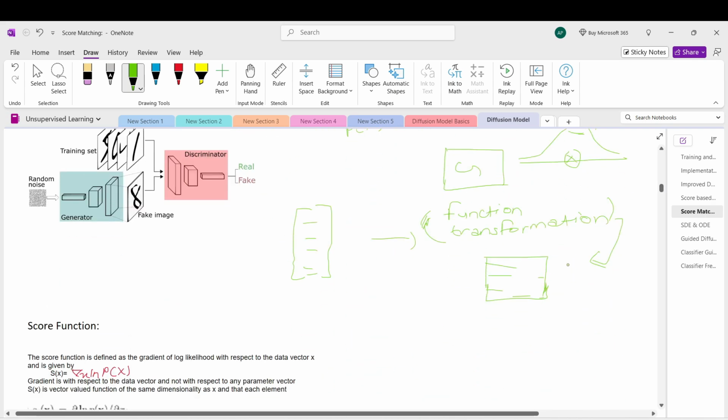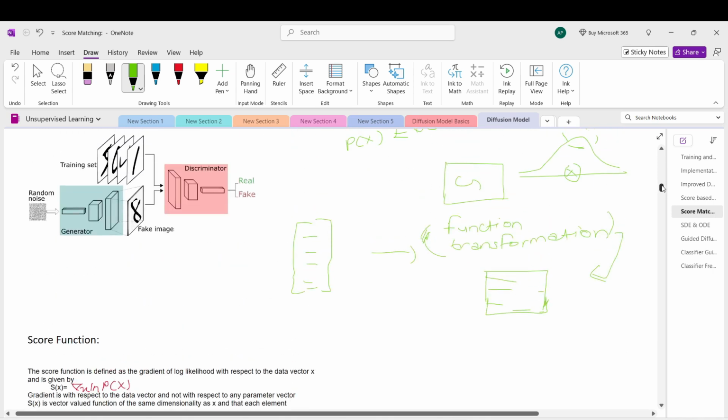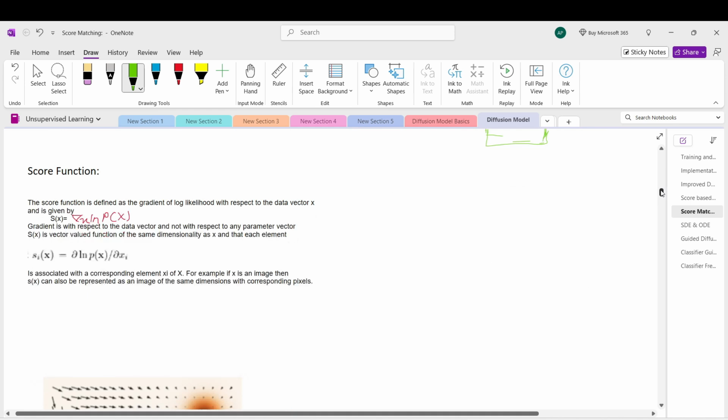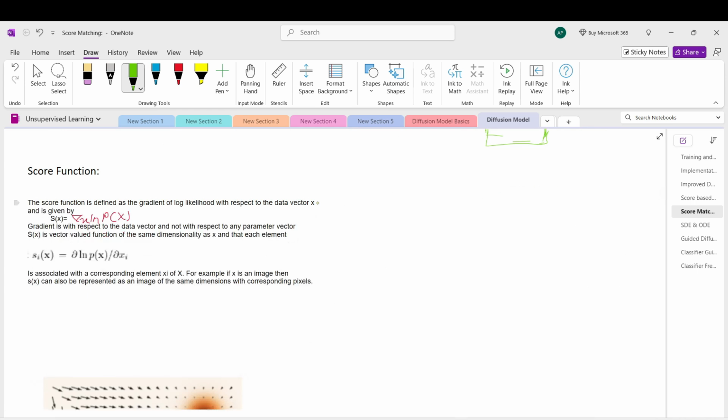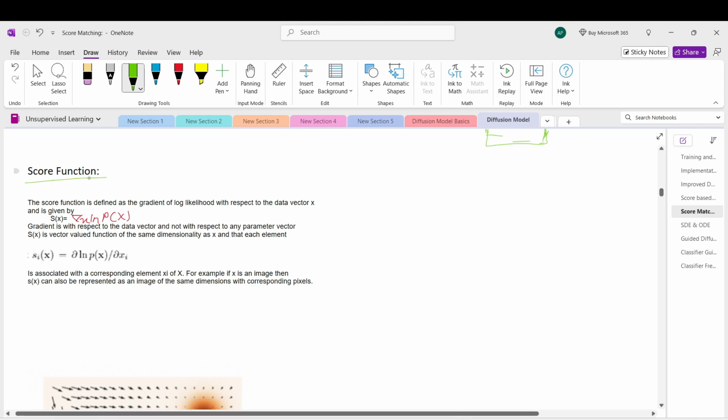And in this approach we don't have to deal with this normalizing constant in the generator, because we are just doing a transformation of the latent variables. So this is a good time to understand what the score function is.